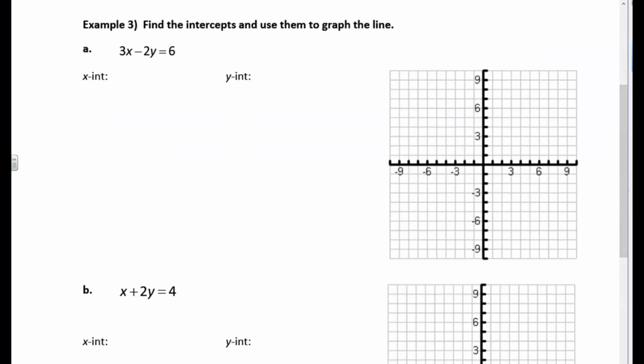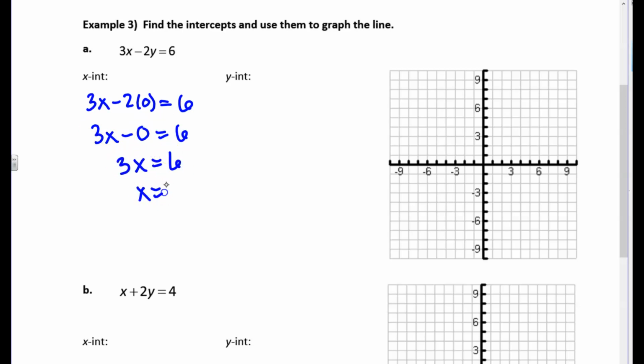If I have the equation 3x minus 2y equals 6, I can actually graph this by finding the intercepts. So I'm going to do that. I'm going to let y equal 0. So 3x minus 2 times 0 equals 6. That's 3x minus 0 equals 6, or 3x equals 6. So x is 2. So my x-intercept is at (2, 0).